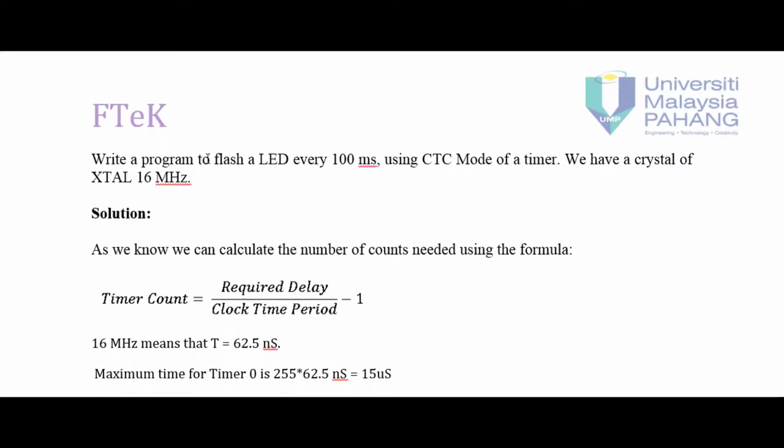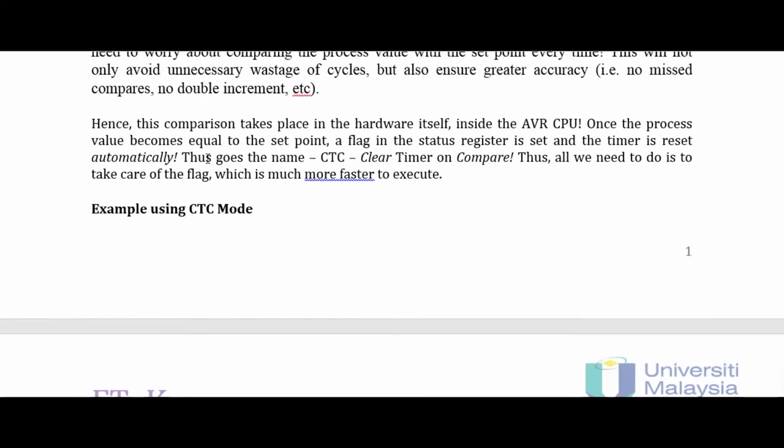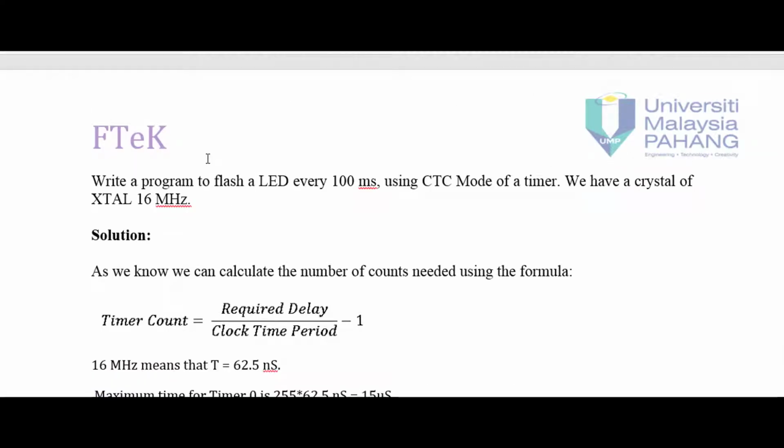Write a program to flash an LED every 100 milliseconds. So it's a little bit long compared with the previous example. The question asks us to use CTC mode, clear timer on compare mode of the timer. We have a crystal which is 16 megahertz.